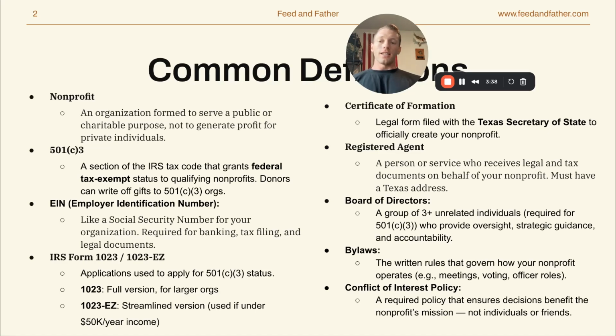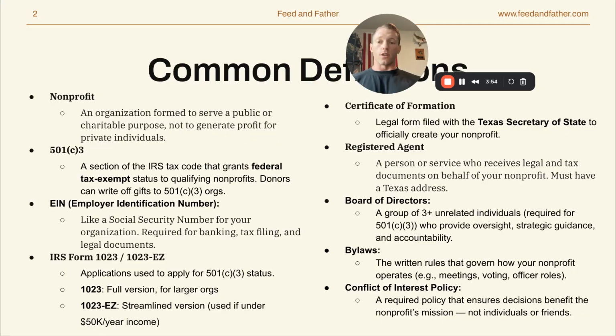So we got the EIN. So this is very similar to your Social Security number. It's just an employee identification number required for banking, tax filing, and legal documents. Very easy. And we'll talk about how to get your EIN as well.